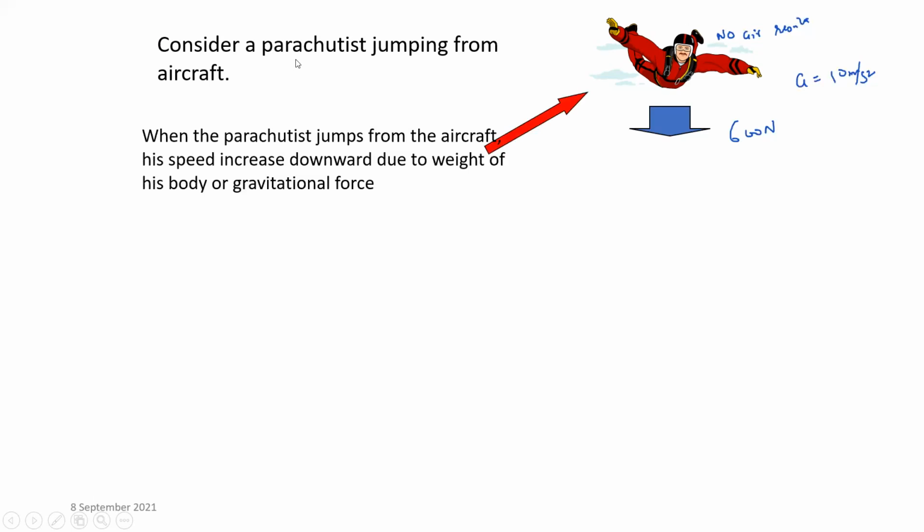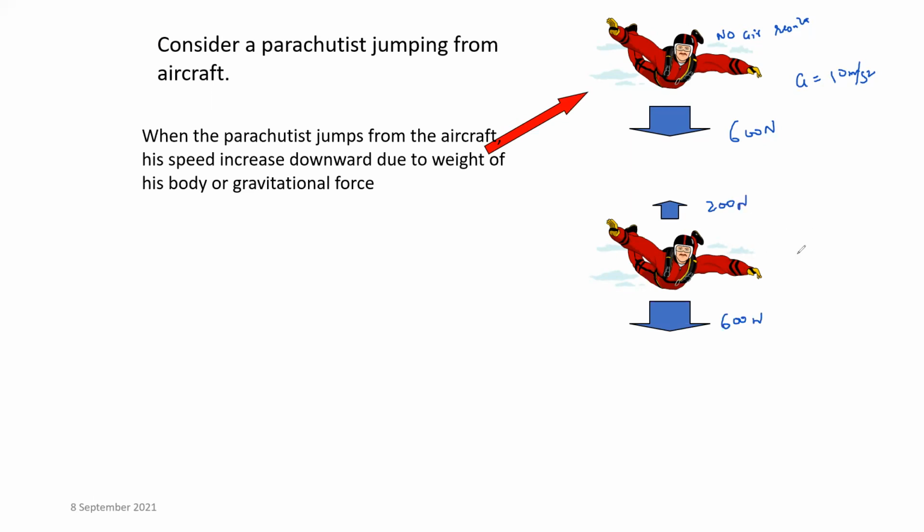So when the parachutist jumps from the aircraft, his speed increases due to the weight of his body or the gravitational force. Now as his speed increases, the air resistance will also increase. The weight will not change. The weight is 600 Newton. For example, air resistance is 200 Newton. What is the resultant force acting on this parachutist? That is 400 Newton. So originally the force was only 600, but now the force is 400.